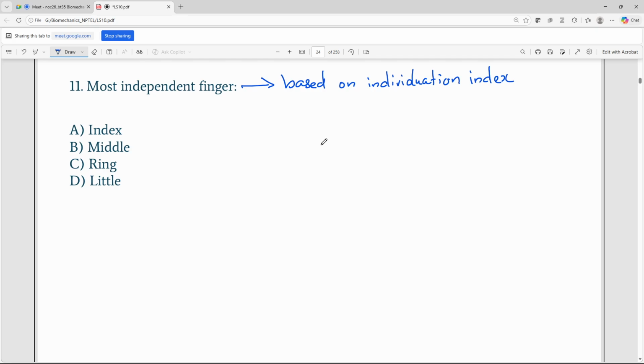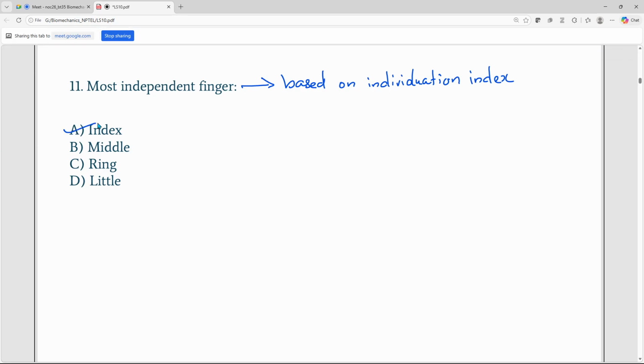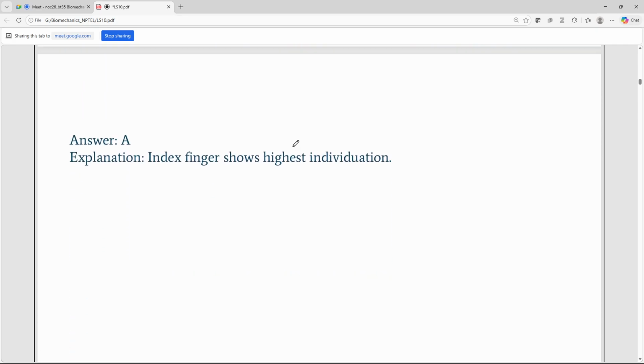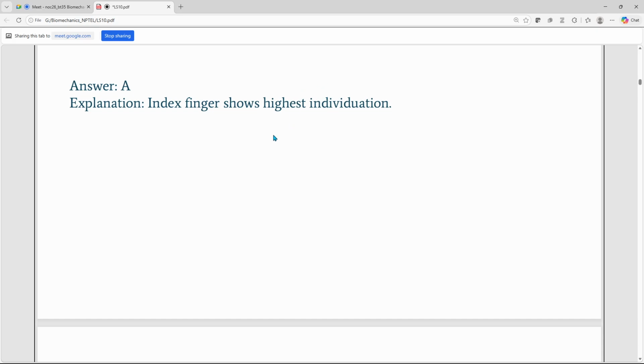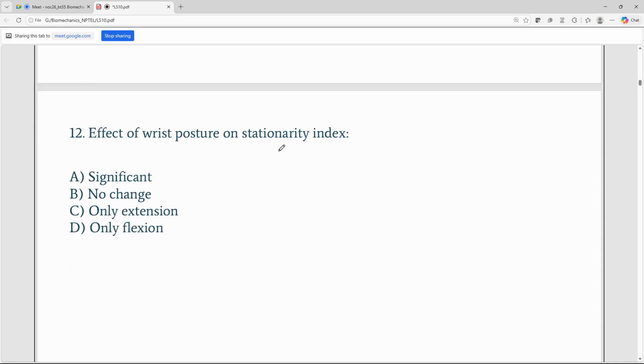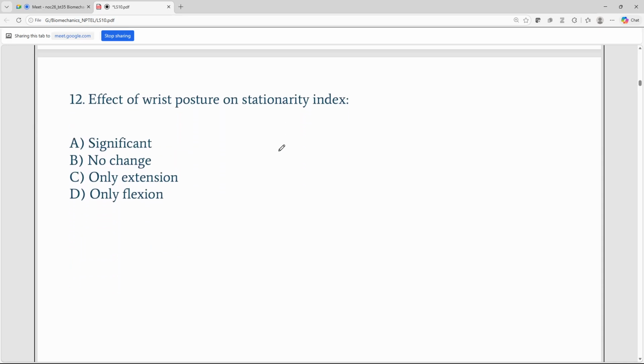Correct answer, option A. Index finger showed the maximum individuation, or independence, from the study. Option A. Index finger shows highest individuation. Next question.